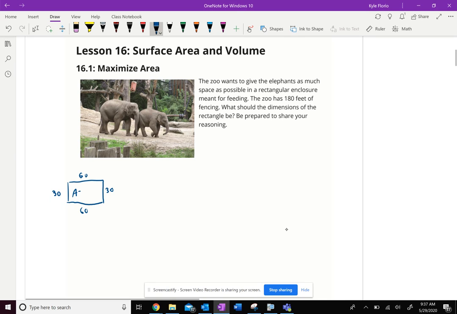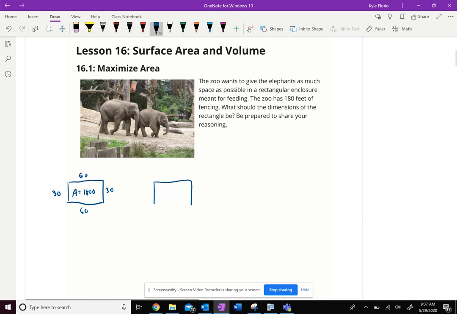The area of this rectangle is 30 times 60. 3 times 6 is 18, so it's going to be 18 with the 2 zeros. So the area of this rectangle would be 1800. Is that the biggest possible area? Well, let me try a different one.